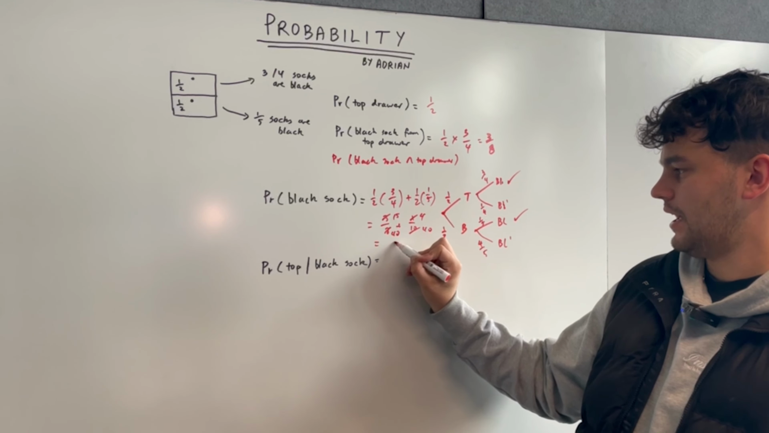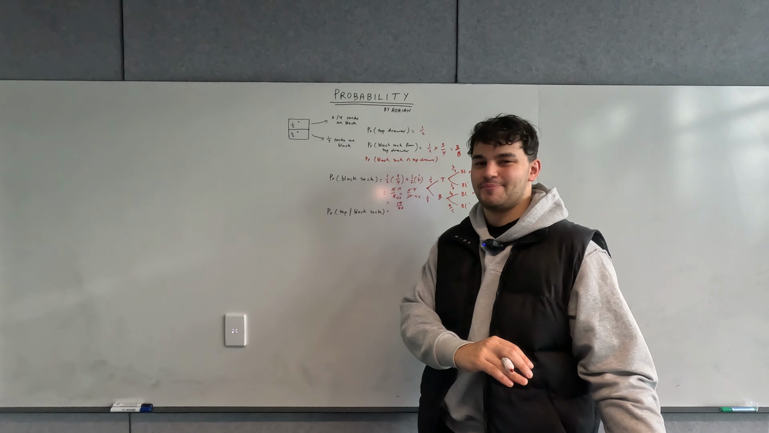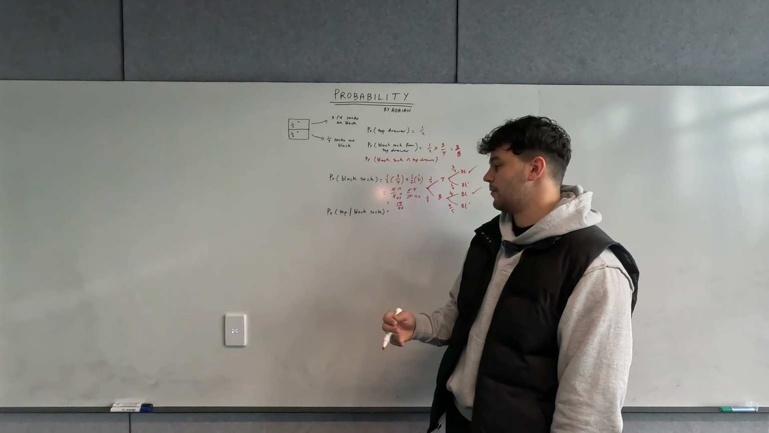Sweet. Now the last question, which is the hardest part: what's the probability of the sock coming from the top drawer, considering it is a black sock? So we can go ahead and use the formula, and then we'll do the conceptual way, kind of backwards to the previous video, if you watched it, when I introduced conditional probability.